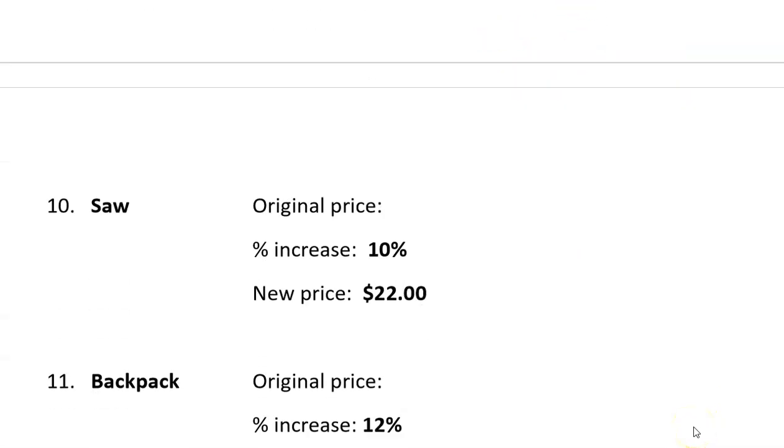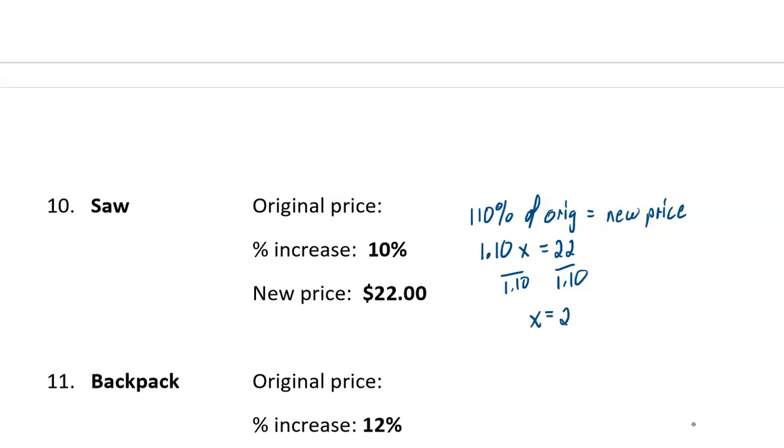Number 10, a saw. We don't know what the original price is, but that price was increased 10%, resulting in the new price of $22. We can solve this like we did number 9. If the price has been increased 10%, then the new price is 110% of the original price. 110% in its decimal format is 1.10. We don't know the original price. Let's call it X. The equals is the word is, and then 22. Divide both sides by 1.10 to get X alone.